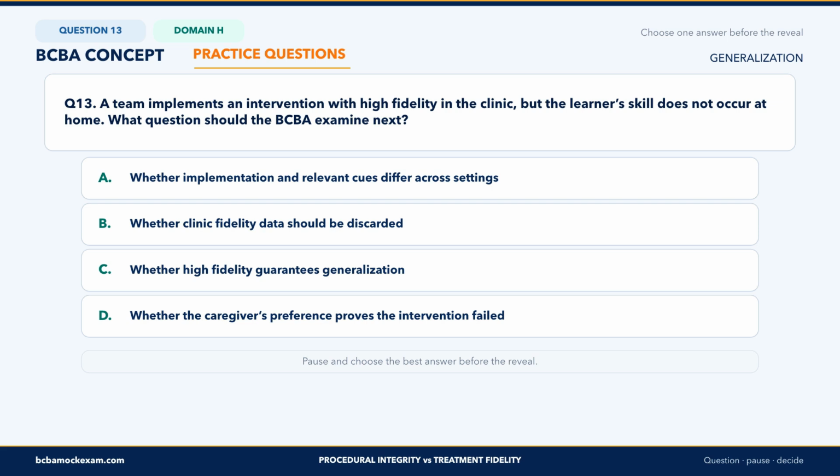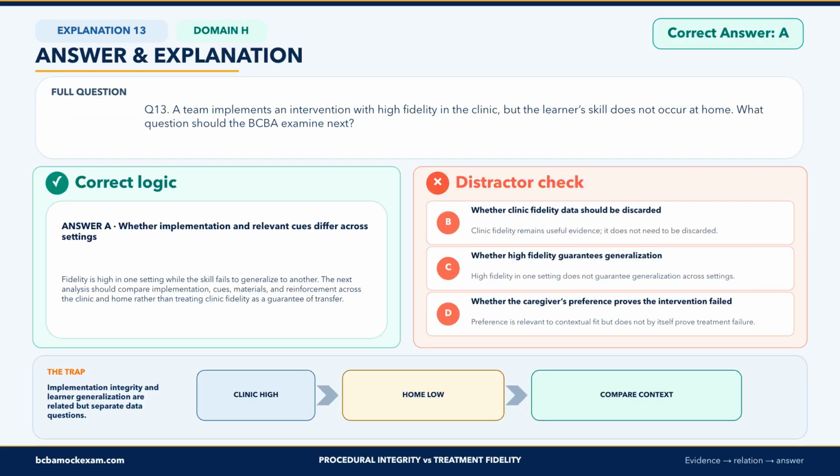B. Whether clinic fidelity data should be discarded. C. Whether high fidelity guarantees generalization. D. Whether the caregiver's preference proves the intervention failed. Choose the answer that the exact stem supports, not the one that sounds most familiar. On this stem, select A.